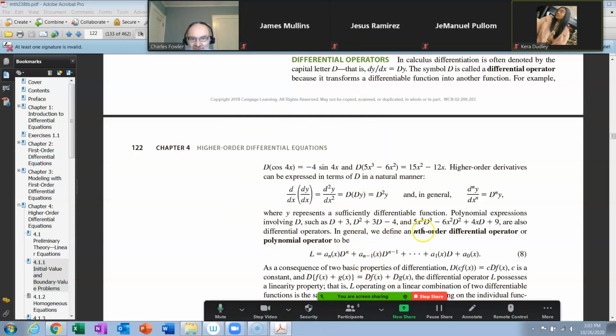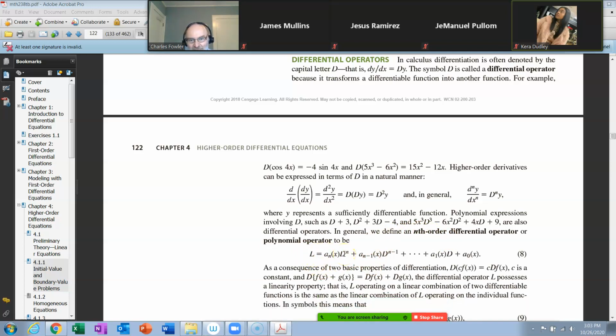Now, it's just another way of, it's a shorthand, basically, is what it is. You've changed this differential operator, the d by dx's, into a capital D. Now you take that capital D and make it into a linear operator, where this is some function of x times your differential operator here and different functions of x carrying on down until you get to the end. As a consequence of these two basic properties of differentiation, this differential operator, the D, operating on some constant times your f of x is going to be that constant times the D operating on f of x.